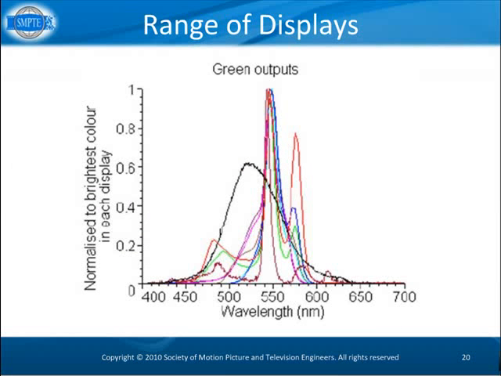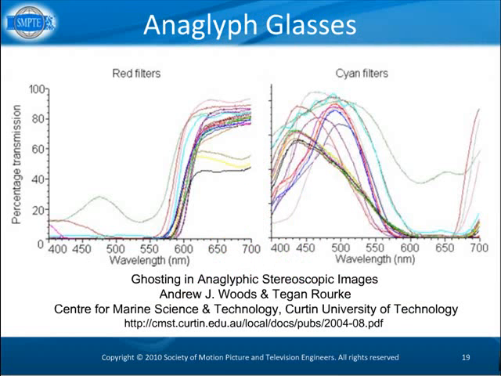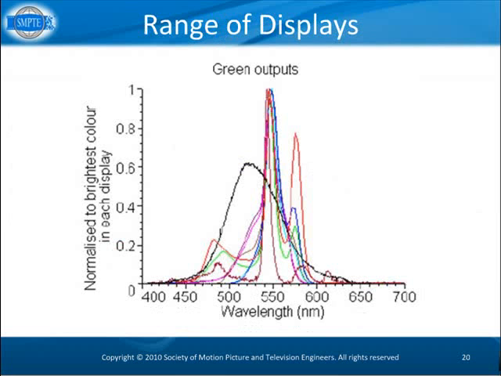So let me back up the slide once more. Notice that at around 550 nanometers, there is virtually no transmission on either one of the glasses, and yet in this next slide for a display, the green output is centered on 550 nanometers. And so you're pretty much guaranteed to get ghosting and to have color rendition problems when you use any Anaglyph pair with any existing video display. And this is a broad range of displays in this slide: CRTs, LCDs, DLPs, all sorts of different displays.